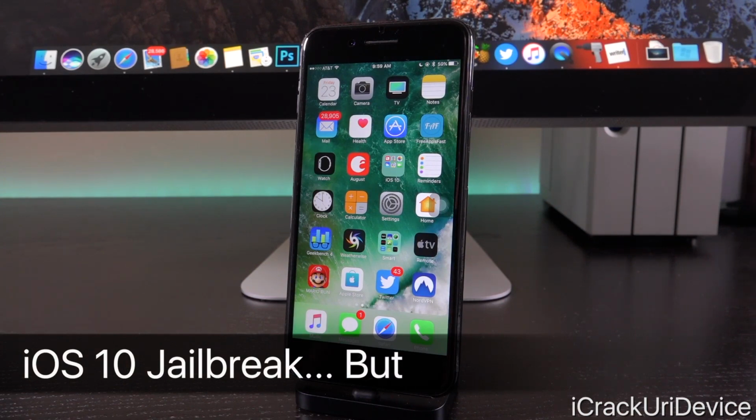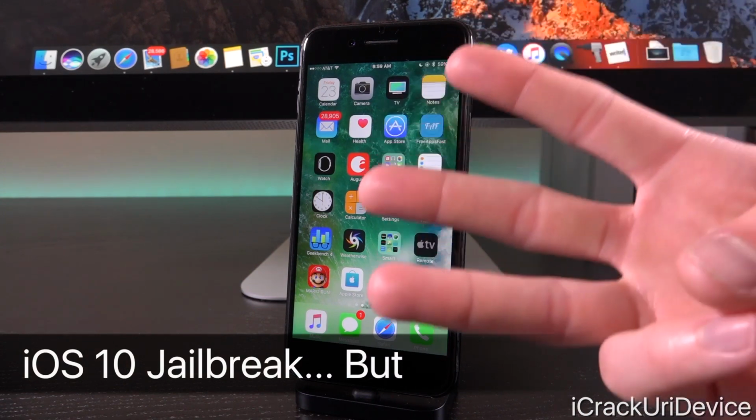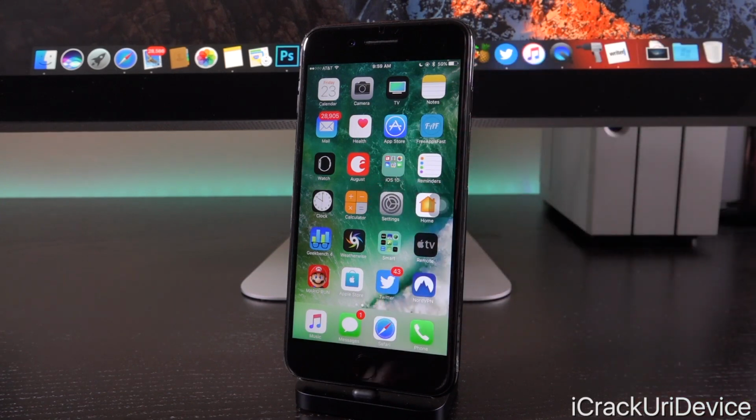Now, as I mentioned, there is an iOS 10 jailbreak, but there are three major caveats. The first of which is that it has limited support. As of now, it only functions on the iPhone 7 on iOS 10.1.1 and the iPhone 6S and the iPad Pro on 10.1.1 and earlier.